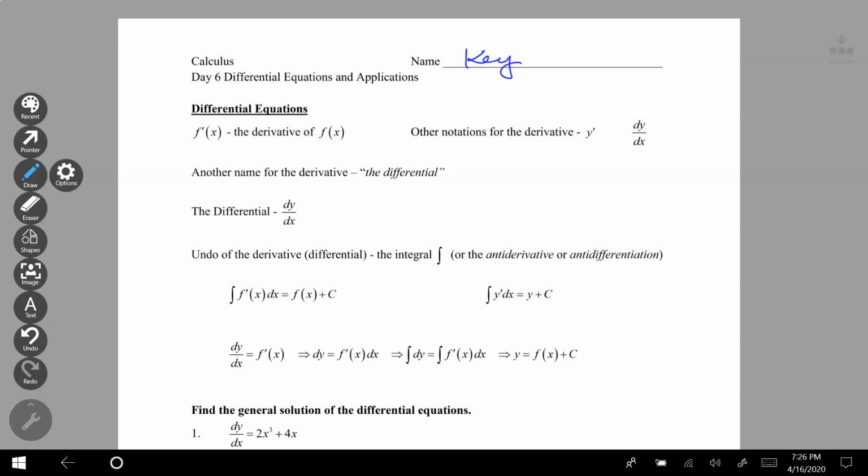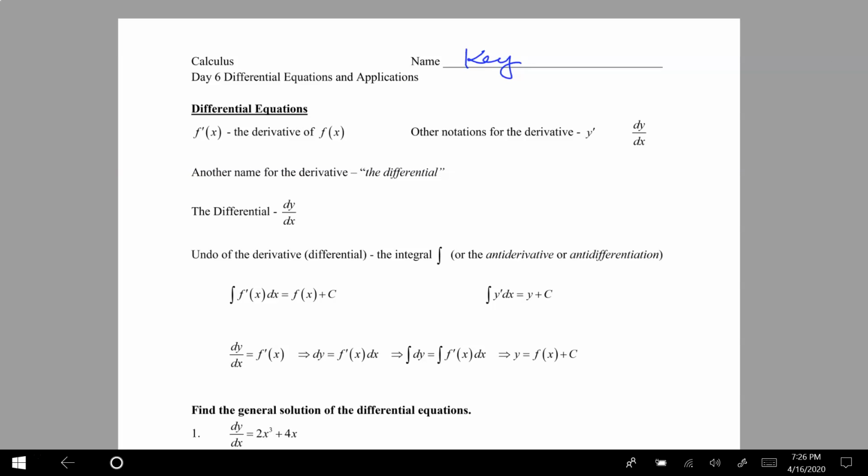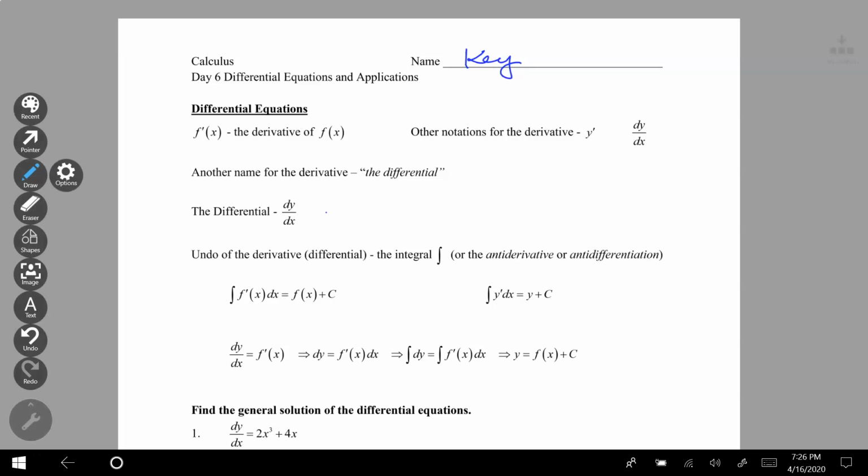We're going to talk about differential equations. We did these before. We've been taking f prime or y prime or dy dx. These are all the derivative, also known as the differential. So what we want to do is we want to do the undo of this, and that is the anti-derivative. And if you recall, we're going to use this symbol called the integral symbol.